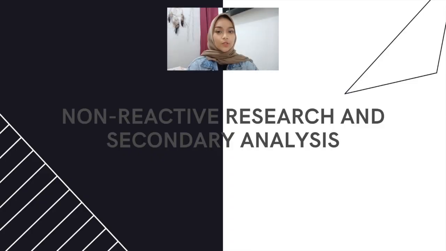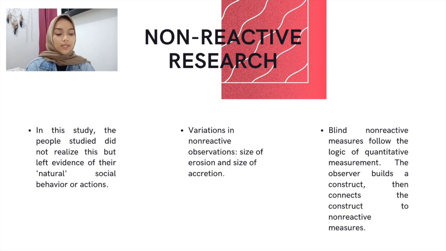Moving on to the second part of chapter 11, non-reactive research and secondary analysis. Non-reactive research: in this study, the people studied do not realize it but leave evidence of their natural social behavior or actions. Variations in non-reactive observations: measures of erosion and measures of accretion. Blind non-reactive measures follow the logic of quantitative measurement. The observers build a construct, then connect the construct to non-reactive measures.